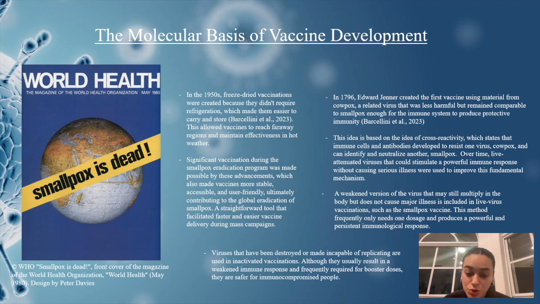Viruses that have been destroyed or made incapable of replicating are used in inactivated vaccinations. Although they usually result in a weakened immune response and frequently require booster doses, they are safer for immunocompromised people. In the 1950s, freeze-dried vaccinations were created because they didn't require refrigeration, which made them easier to carry and store. This allowed vaccines to reach far-flung regions and maintain effectiveness even in hot weather.